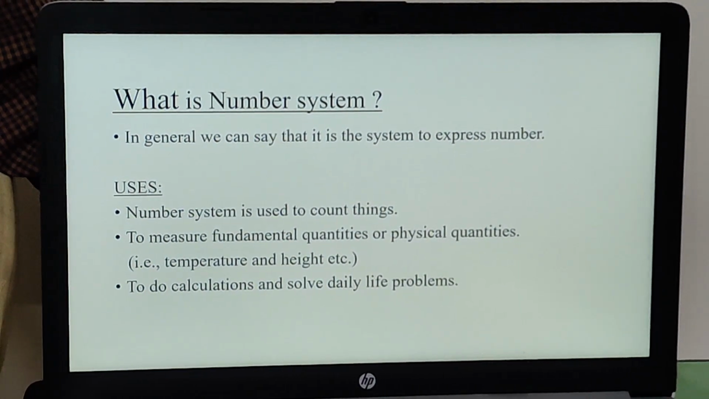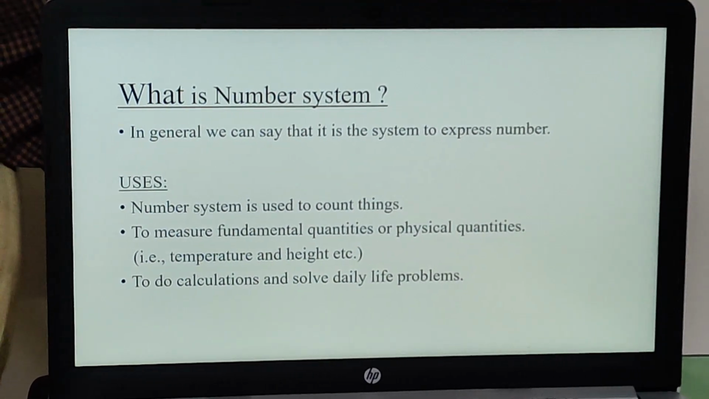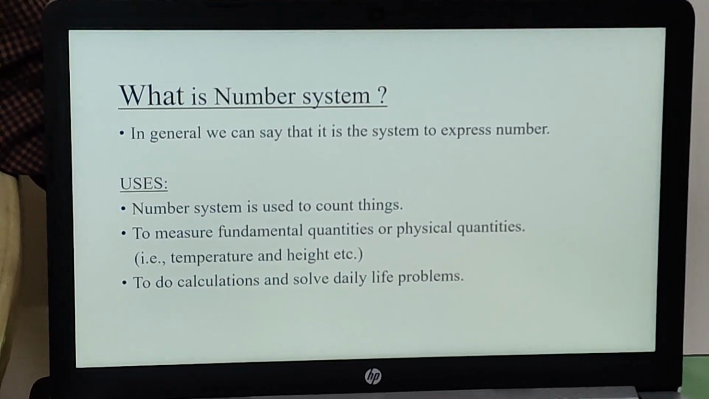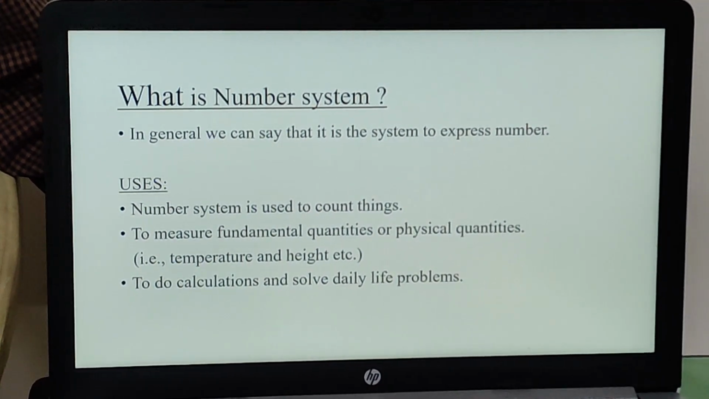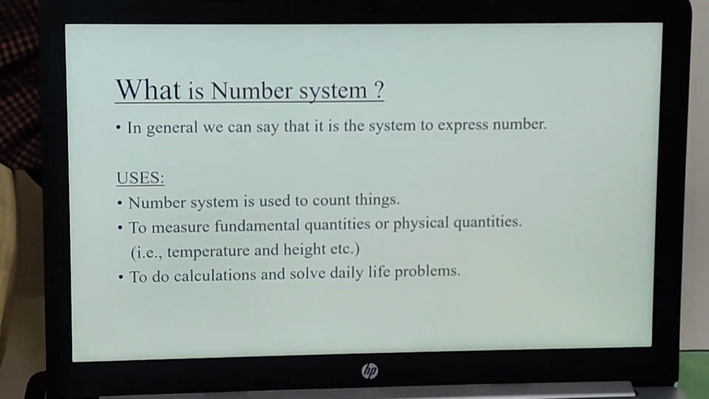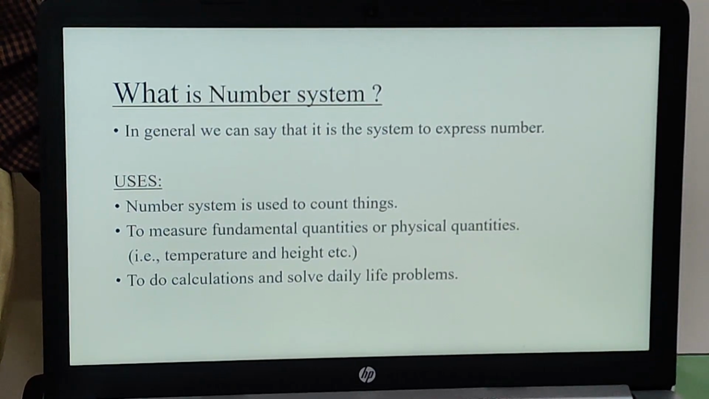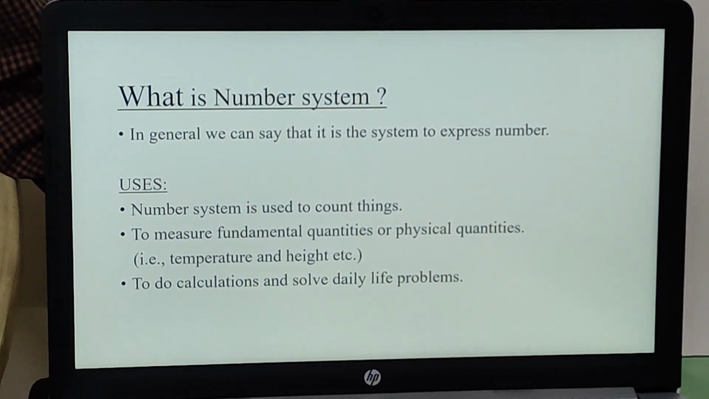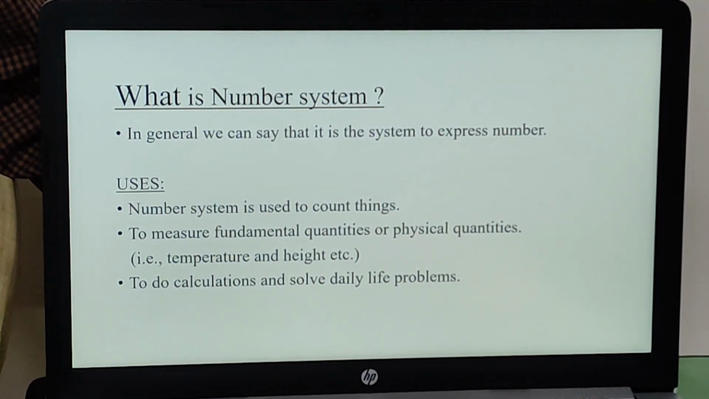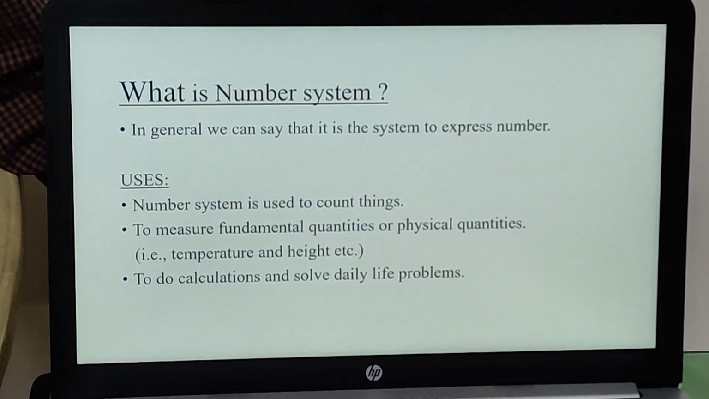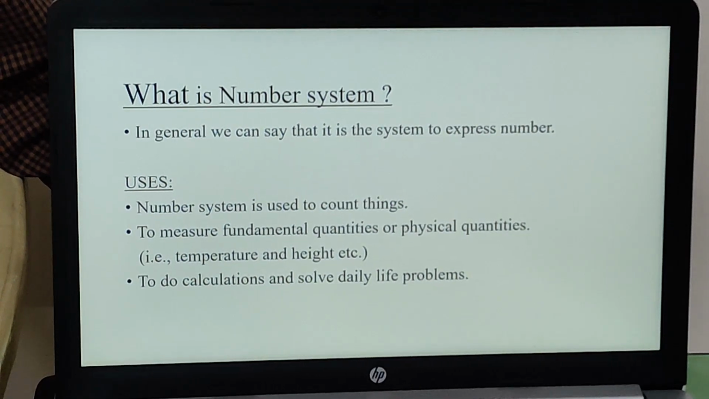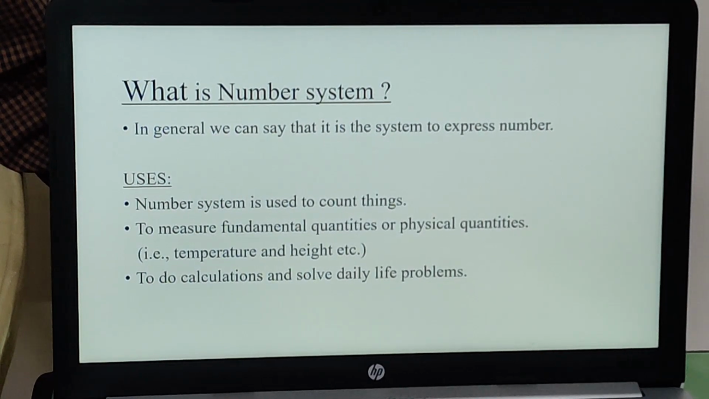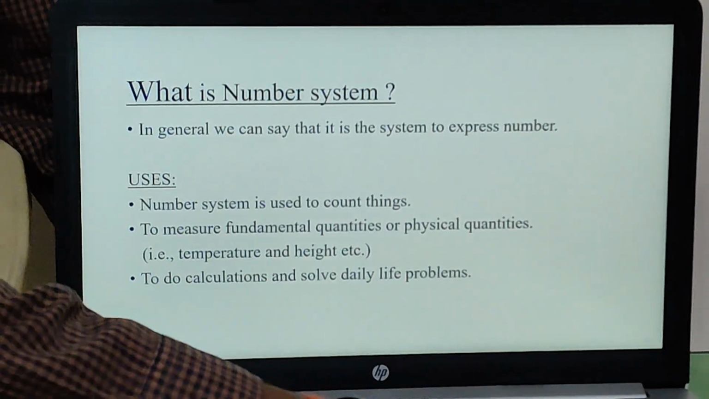What are the practical or daily life uses? Just like for counting anything. If I am teaching in a classroom and I need to count the number of students, I will start counting, and that is the first use of natural numbers or number system. To measure physical quantities like temperature or the height of a person, we require number system. And in daily life calculations like addition, subtraction, multiplication, division, we require the use of number system.